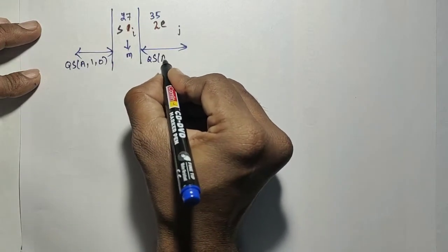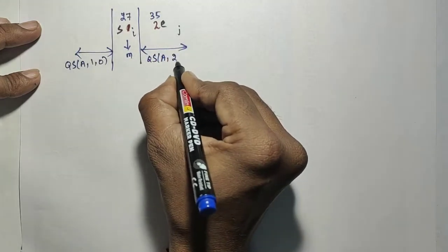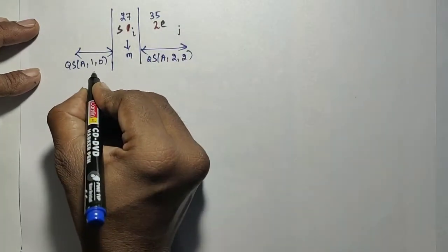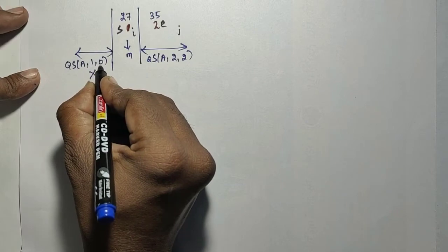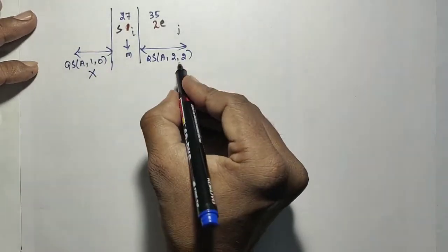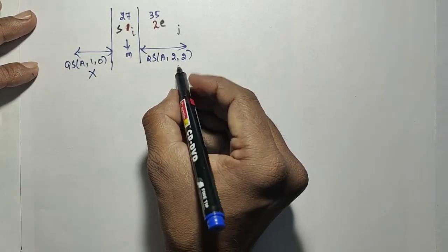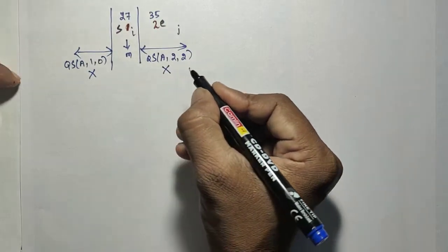Quicksort of A comma M plus 1 to 2 comma what? 2. Here also it is an invalid index. S is greater than E, so it will not do anything. Here 2 equal to 2, only one element is there. So here also it will not execute this step.